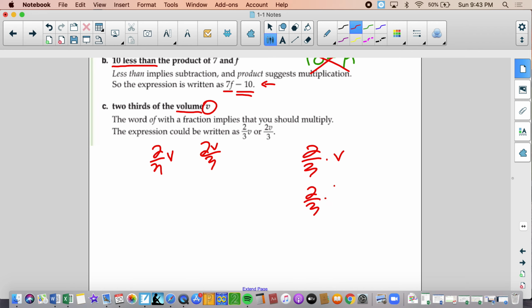What's V as a fraction? V over 1. Good. So that's why 2 times V is 2V, 3 times 1 is 3. That's why these are the same. So that's why 2/3 V is equivalent to 2V over 3. 2 is in the numerator, 3 is in the denominator, V is in the numerator.